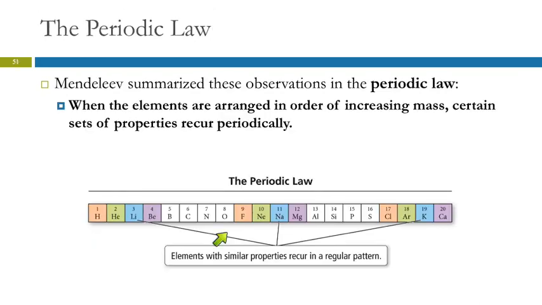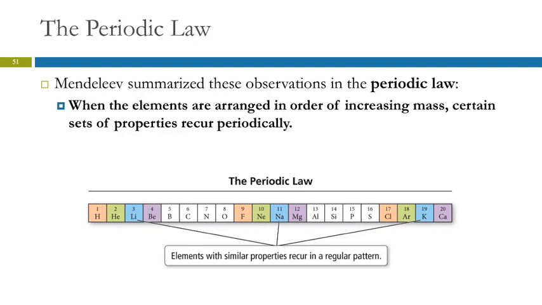So here are the first 20 elements listed in order, and a little bit like a piano keyboard where this might be C and C and C, we see these repeating patterns. The orange ones have the same pattern, some similar properties, and the green ones have similar properties, etc., blue and purple. There are patterns.